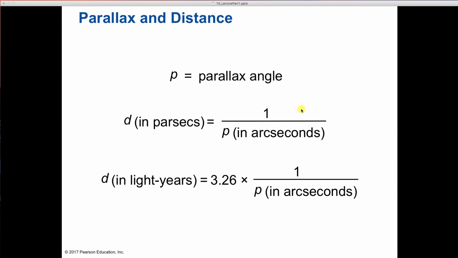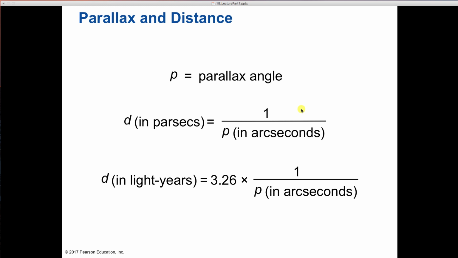And so we can accurately measure the distances of nearby stars if we can see their shift in position among other stars as the Earth goes around the Sun. This is limited, though, to the nearer stars. We can't use this with stars that are really far away because those angles get really, really tiny and they become really hard to measure. So we'll talk about other techniques of measuring distance.